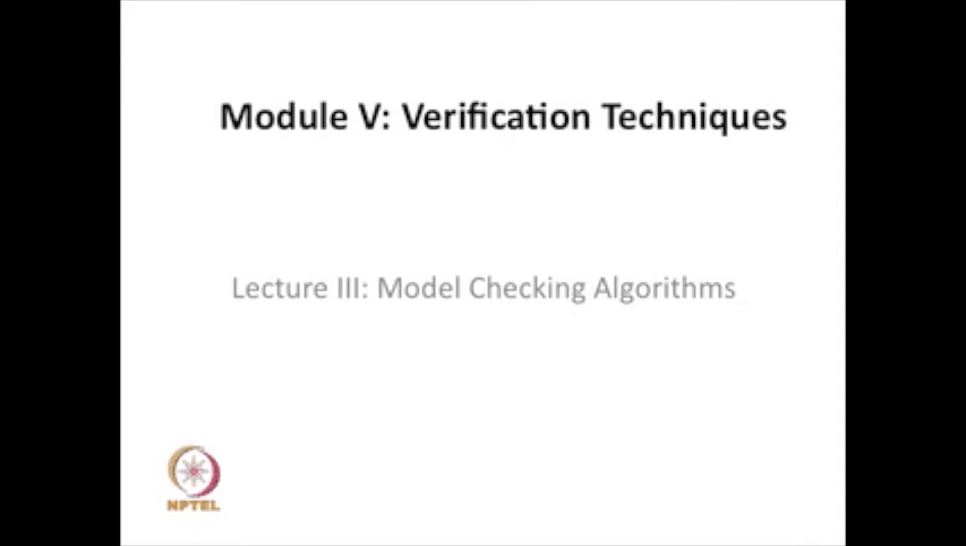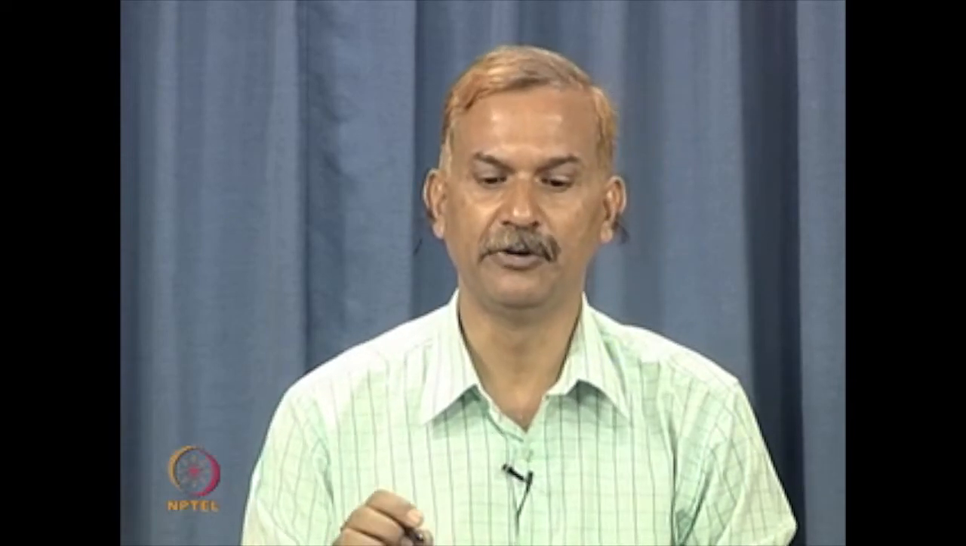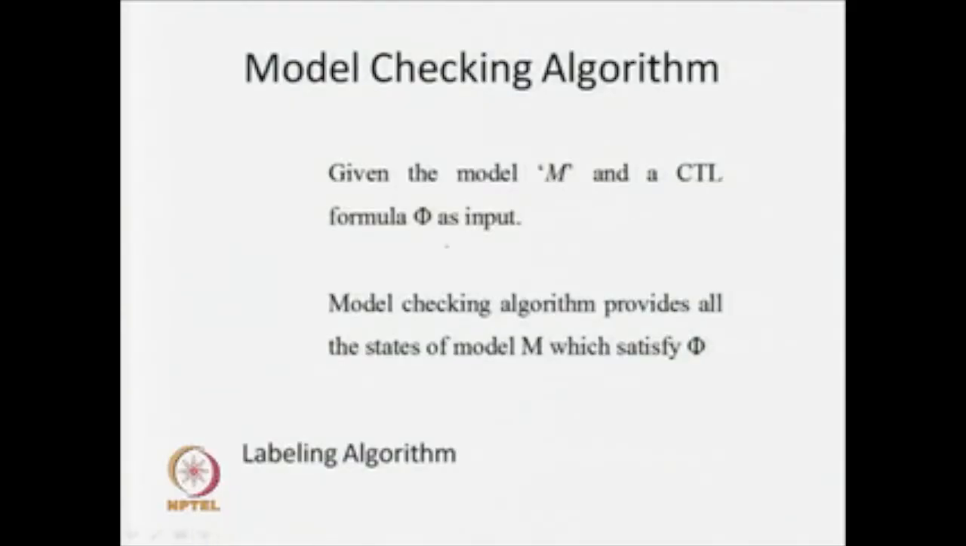So, in the last class we discussed a model checking algorithm. What is this model checking algorithm? Basically, we have seen it is some sort of labeling algorithm. We take the Kripke structure and the CTL formula, and then we run our labeling algorithm to label each and every state with the formulas which are true in that state. So basically, we give a model M and a CTL formula phi, and the model checking algorithm provides all states of model M which satisfy phi. So, it is some sort of labeling algorithm.